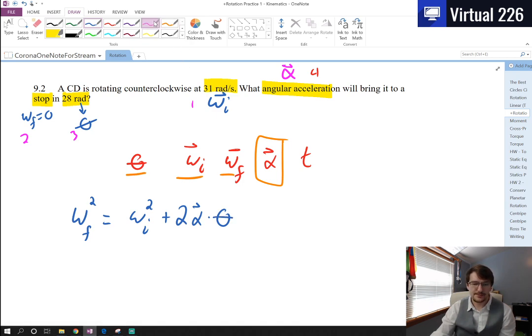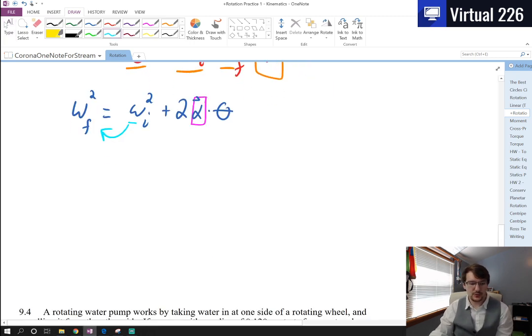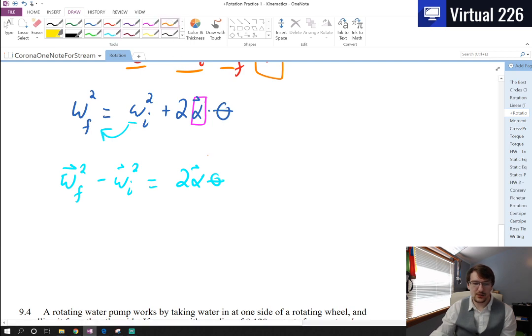In this way, all we need to do here is solve for alpha. We'll first subtract omega I squared, bring that over to the other side, so that we have the final angular velocity squared minus the initial squared. That will equal 2 alpha theta. And now we'll just divide each side by 2 theta. And remember, that's the entire quantity that comes over, because this in the numerator needs to be subtracted first.